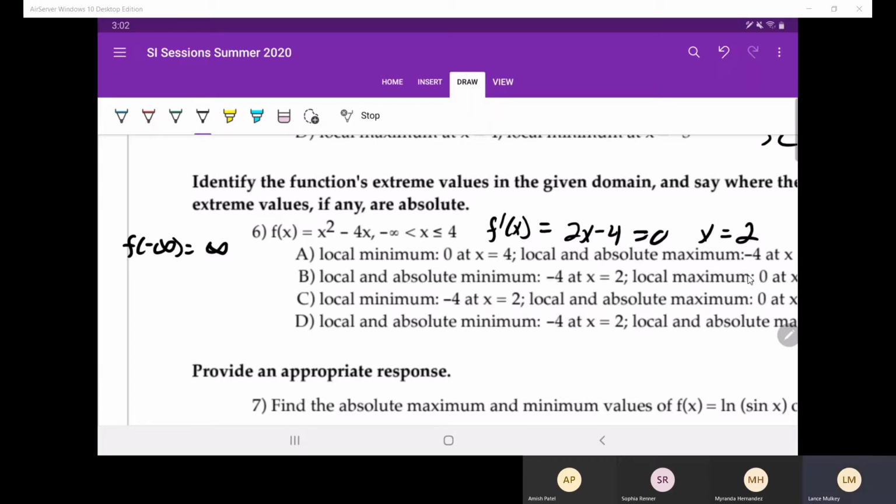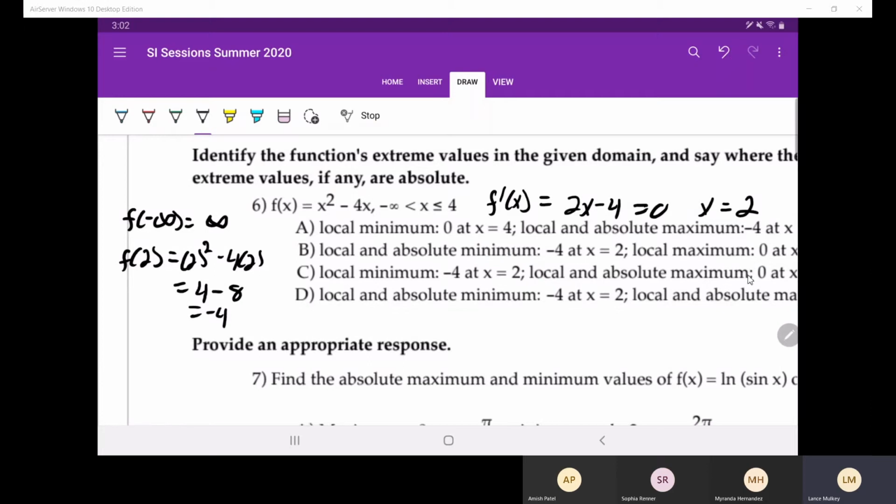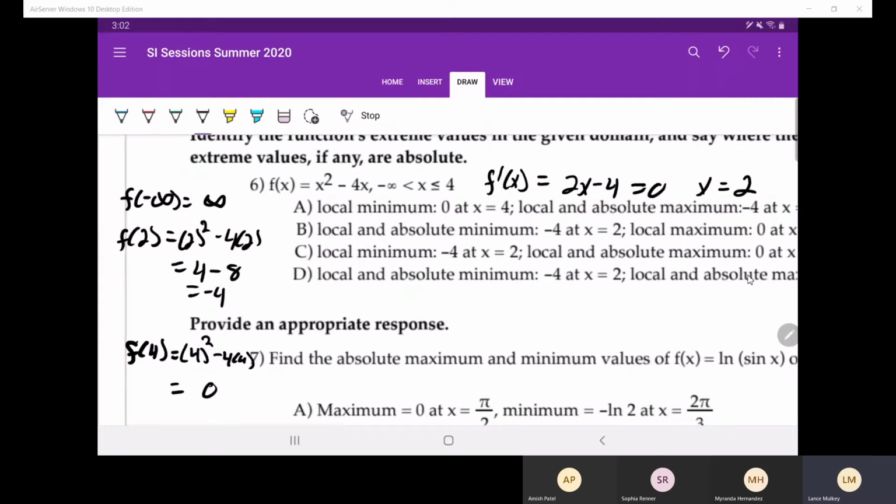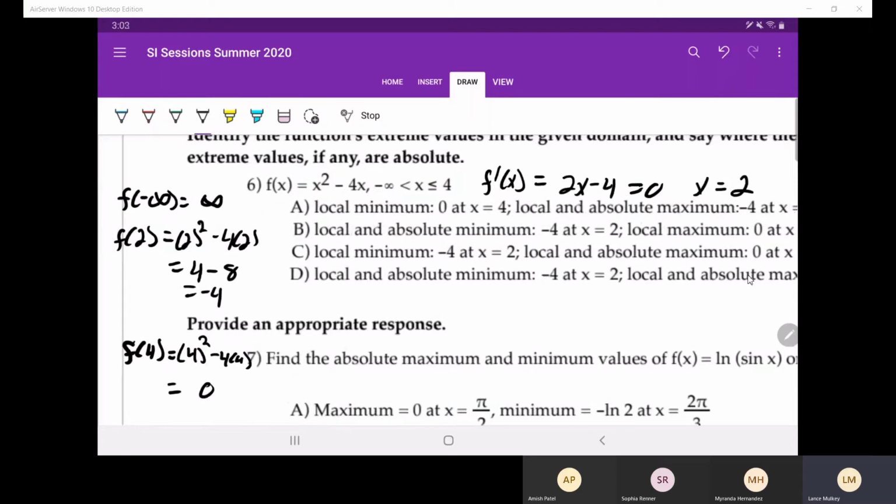Now we plug in our critical point. f of 2 equals 2 squared minus 4 times 2, which is negative 4. Now we plug in our other endpoint: f of 4 equals 4 squared minus 4 times 4, which equals 0. Since that equals 0, we have a minimum value of negative 4 at x equals 2. Since it's a parabola, it only changes direction once, so we know it's an absolute minimum.